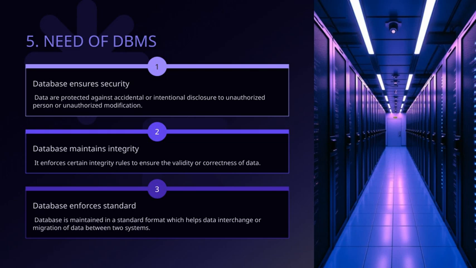Let's talk about why a DBMS is so essential. First, it ensures security by protecting data against both accidental and intentional disclosures. That means whether someone tries to access information without permission or accidentally modifies data, the database has safeguards in place. Next, maintaining data integrity is crucial. A DBMS enforces specific integrity rules, which help guarantee that the data remains valid and correct over time. This consistency is vital for reliable decision-making and operations.